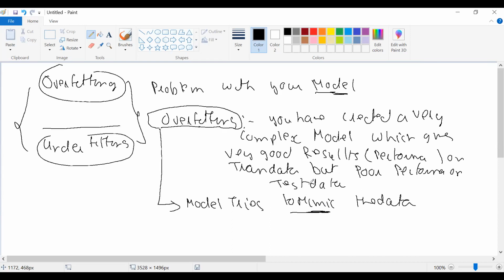Mimic का मतलब समझते हो ना इंग्लिश में? Mimicry करना, copy कर लेना, right? जैसे बंदर मिमिक्री कर लेते हैं वैसे ही तो समझ लो. So model tries to mimic the data. Okay. So how do we come to know overfitting? That it gives a very good performance on your trained data, but poor performance on your test data.